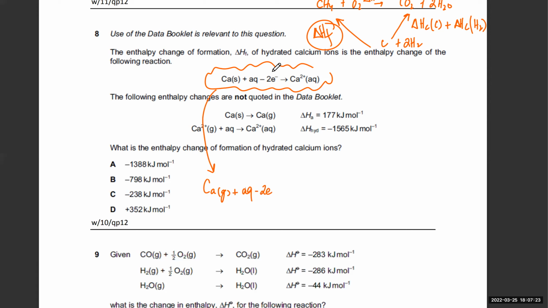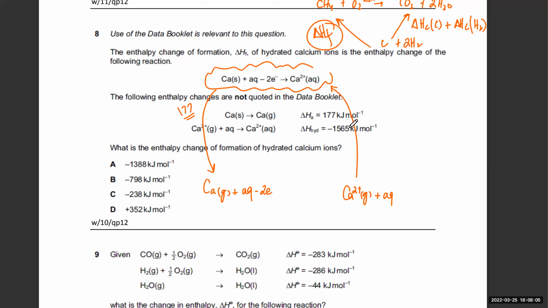Minus 2 electrons, right? So this is 177. I mean, this path. The only thing that has happened is calcium solid has turned into calcium gas. Is that clear? Yes, sir. So similarly, they've told me that calcium 2 plus aqueous can be formed using these two. So I've got calcium 2 plus aqueous, and they've told me that it can be formed using calcium 2 plus gas plus aqueous. Is that clear?